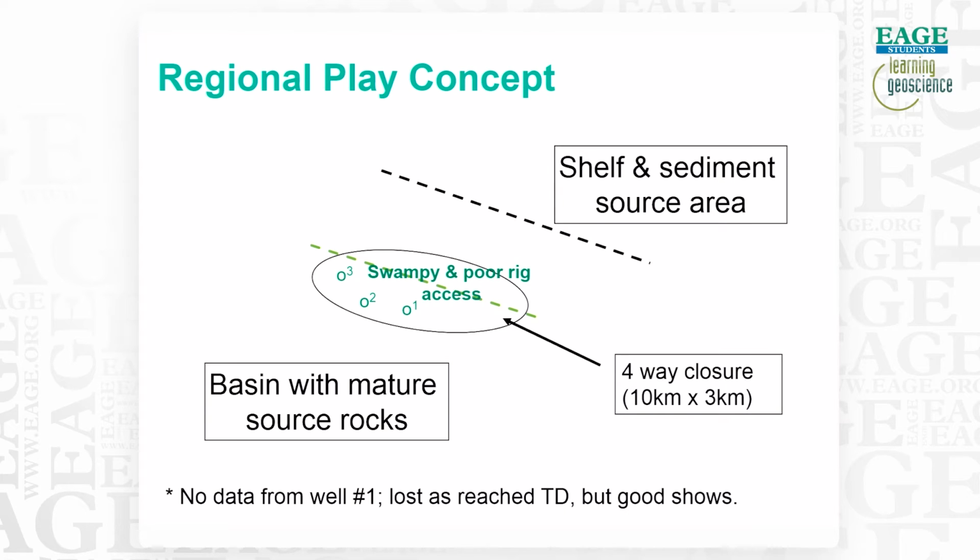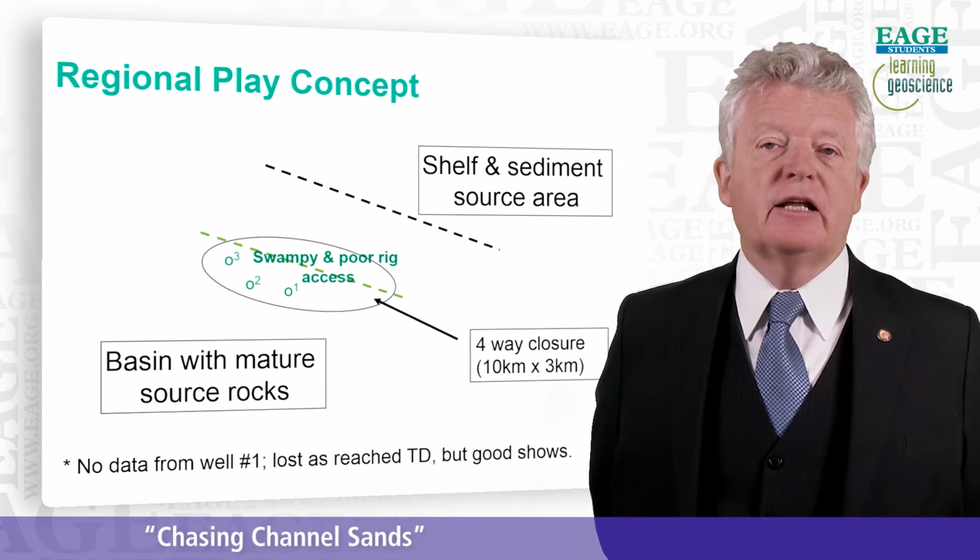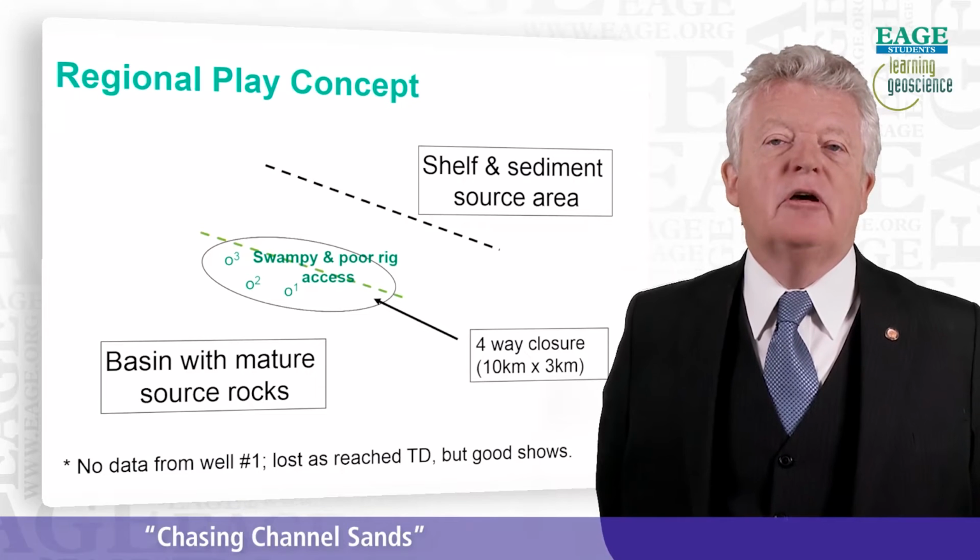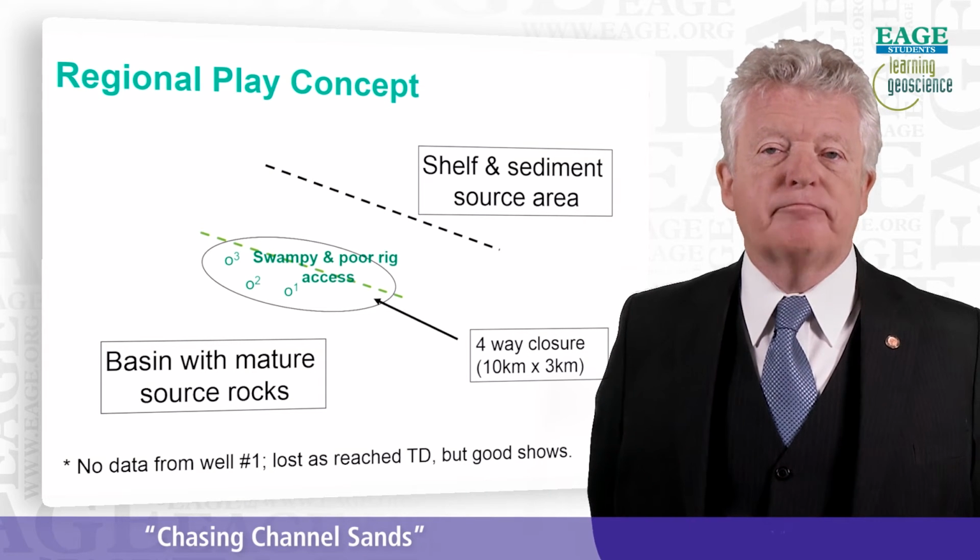Here's the regional play context. The sands were being washed in from the northeast. Those were the 3 well locations. We've definitely got a kitchen there. There's a mature basin with regards to the source rocks. The hydrocarbon is clearly migrating into the structure, but the reservoir just isn't there.